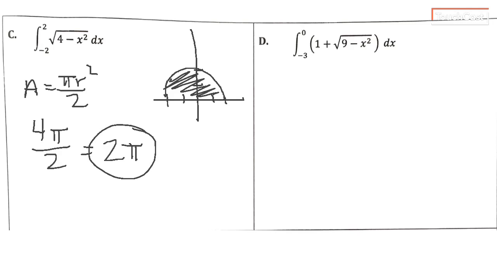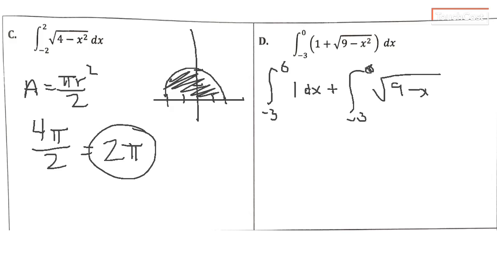Now, for D, let's break that one up first. We've got the integral, and as long as there's something that's not in that square root, we can do this break up part. From -3 to 0 of 1 with respect to x, plus the integral from -3 to 0 of the square root of 9 minus x squared with respect to x. So with the first half, we can write it as 1 times 0 minus -3, so 0 plus 3, which is going to give us 3.